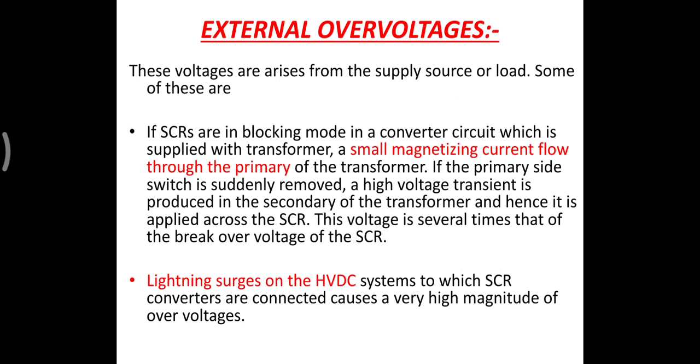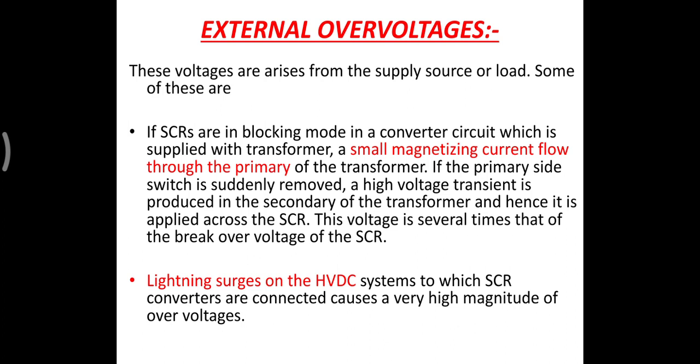How is this external voltage generated? The transformer primary has some magnetizing currents flowing from primary to secondary, and when the switching operation is done, this magnetizing current flows through the secondary side also. The secondary side then produces very high voltages because of this magnetizing current. This high voltage is directly applied across the SCR, so the SCR may get damaged. This is one of the causes of external over voltage.